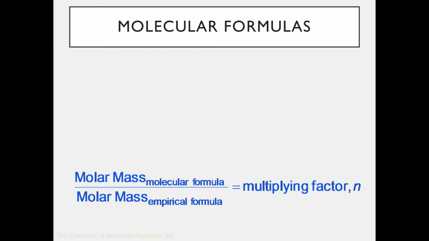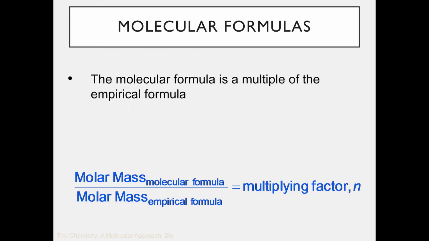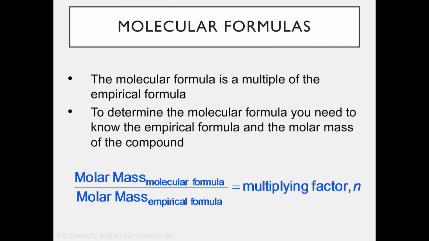We also have molecular formulas. And to get a molecular formula, like we talked about before, the molecular formula is always going to be the empirical formula multiplied by some number. Right, the empirical formula is the lowest common ratio of all of those numbers. The molecular formula is more the true formula, right? The actual numbers of elements in those compounds. Okay, so the molecular formula is a multiple of the empirical formula. We're going to multiply by some whole number.